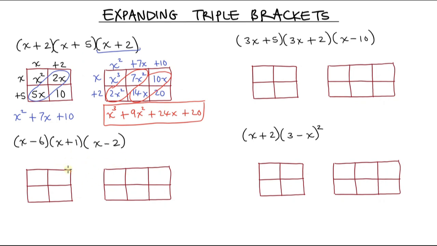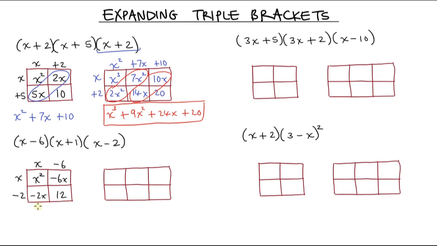Okay, let's go down. So this is question 2. Just to show you that we don't have to do it in the same order, let's pick the first bracket and the third bracket. So let's do x minus 6. Oh, sorry, I've done that wrong. So it's going to be x in the first box and then minus 6, and then x minus 2. So let's multiply these together. x times x is x squared. x times negative 6 is negative 6x. Negative 2 times x is negative 2x. And negative 2 times negative 6 is positive 12.